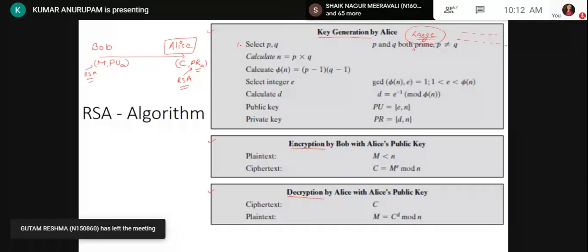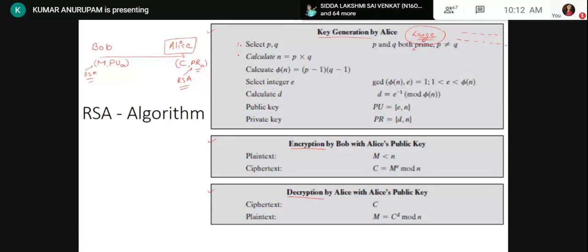All right. Now we need to calculate. The second step says that we need to calculate the values from P and Q.